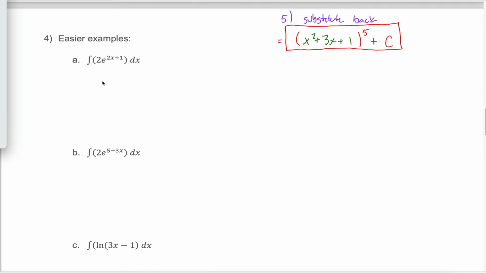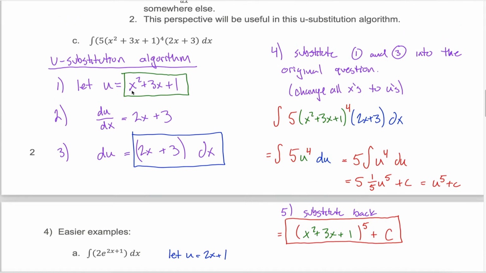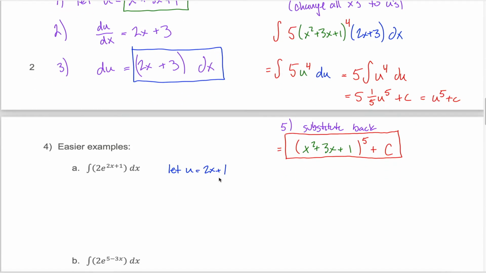So in this problem, for example, when we're trying to figure out the antiderivative of 2e to the 2x plus 1 dx, I'm just going to tell you that you should let U be equal to 2x plus 1. This first step where you have to determine what U is already done for you. And I want you to pick it up from here. Where would you go next?